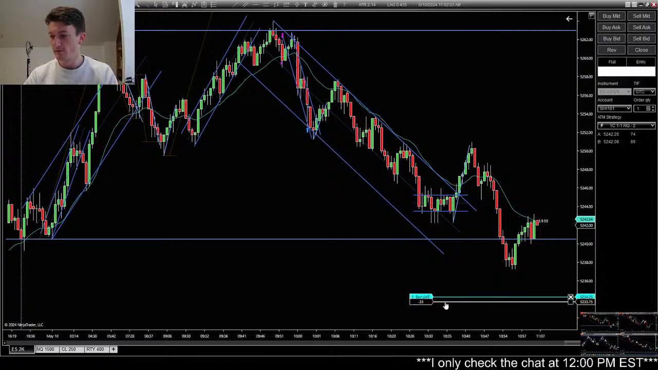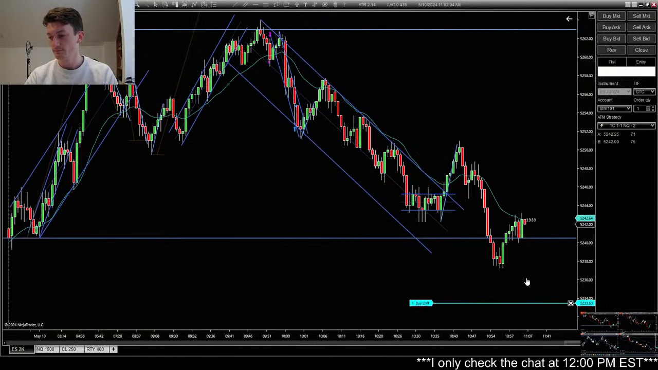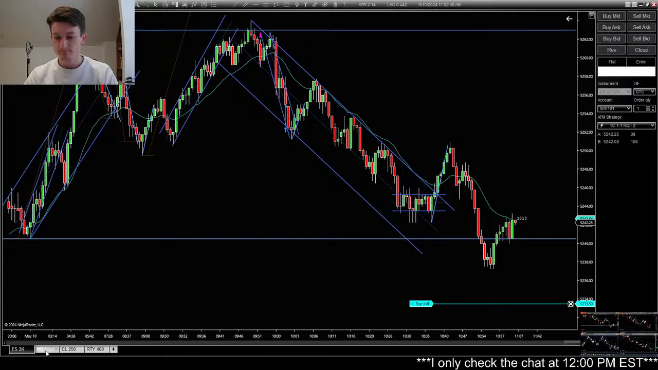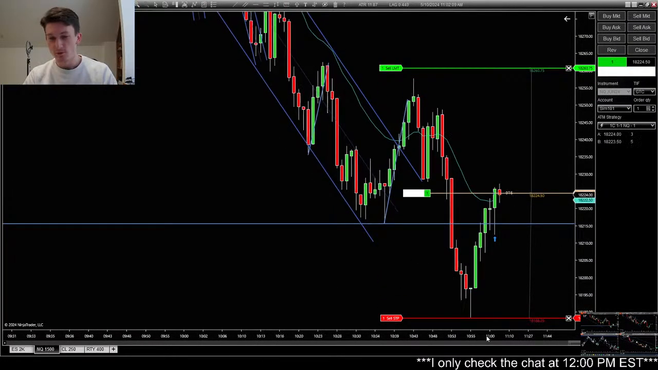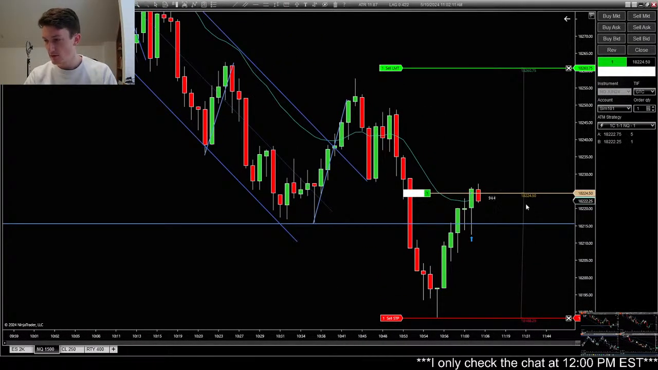Struggling to get up and above there on the ES. Head back to the NQ for a sec and get this bracket in the right place. I think that's in the right place. Oh, looks like I did pretty well. All right, cool.